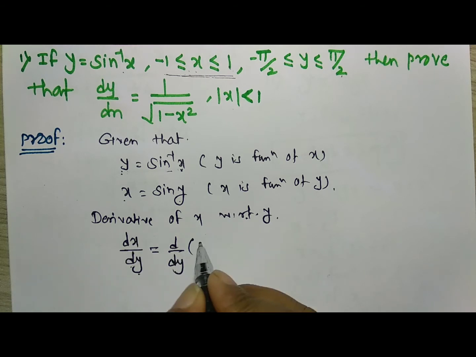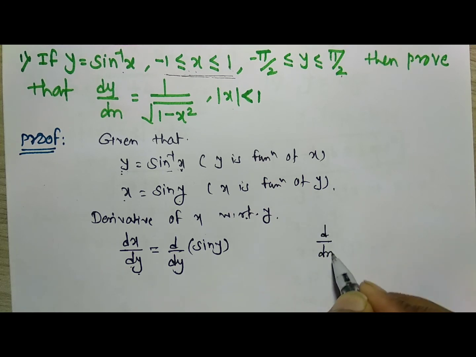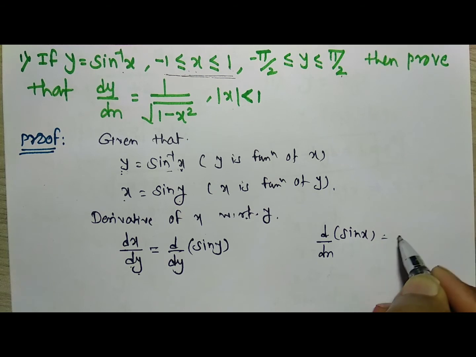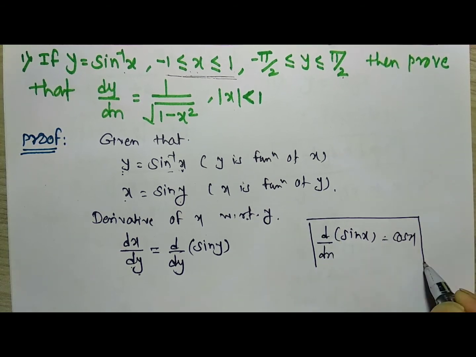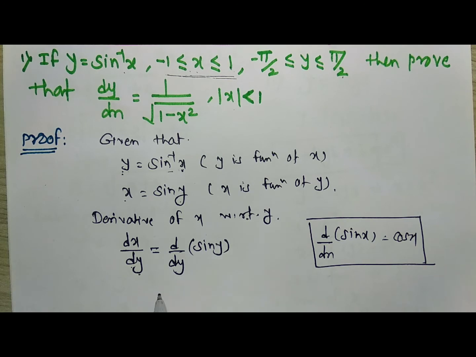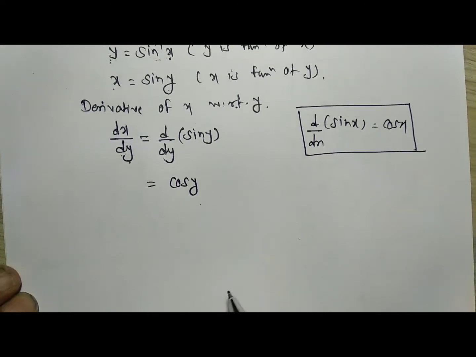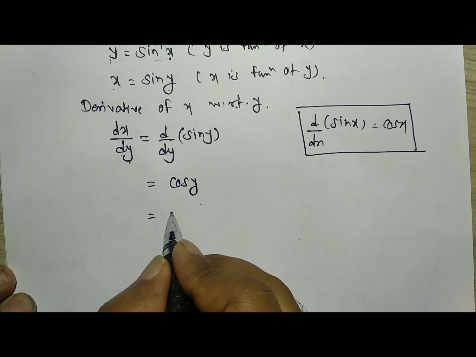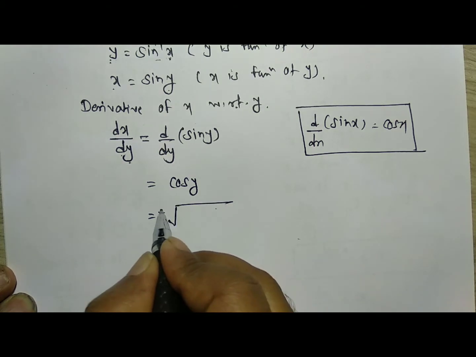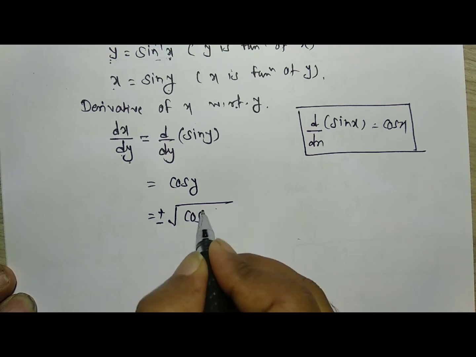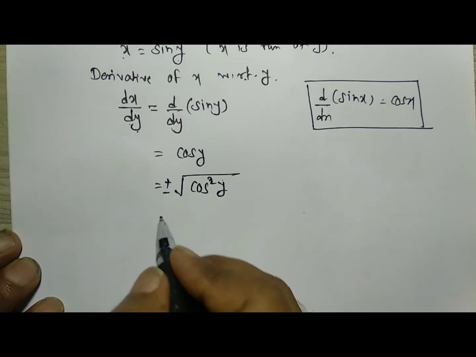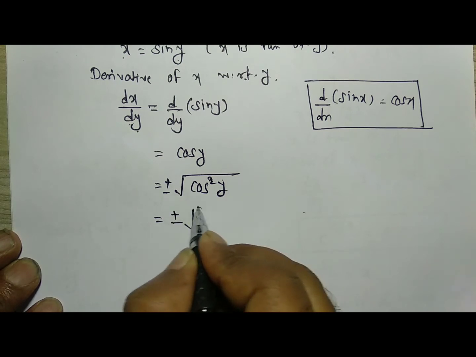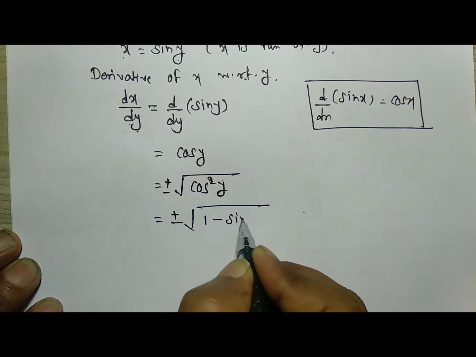That means d by dy of sine y. We know that the standard derivative is d by dx of sine x is equal to cos x. By using this formula, the derivative of sine y is nothing but cos y. Right now we write this cos y as plus minus square root of cos square y, and therefore it is nothing but plus minus square root of 1 minus sine square y.